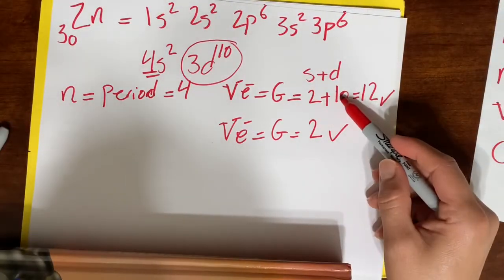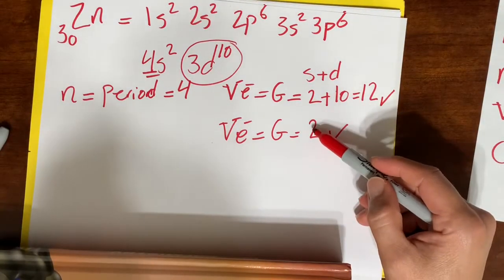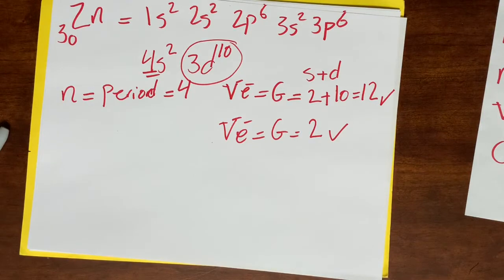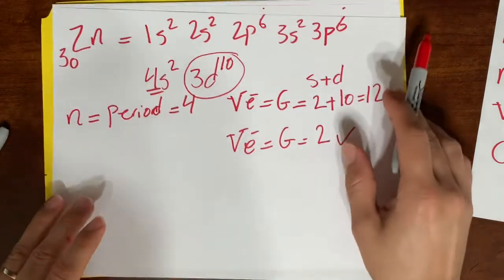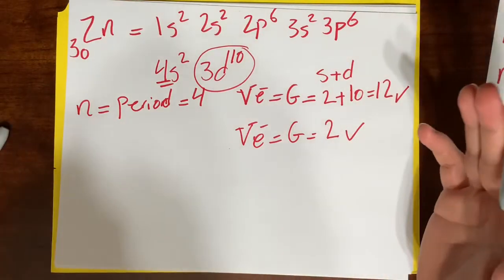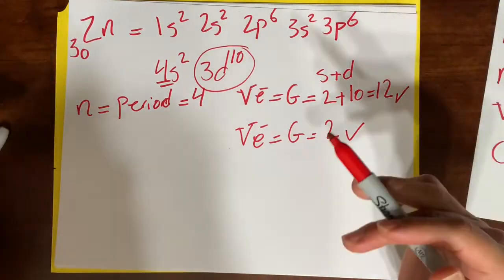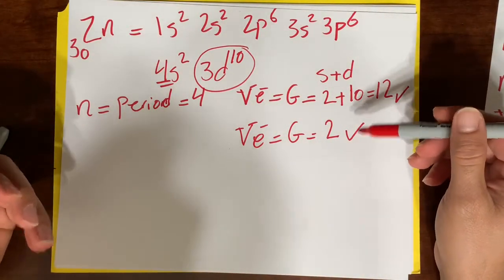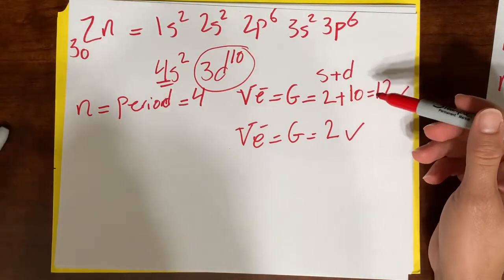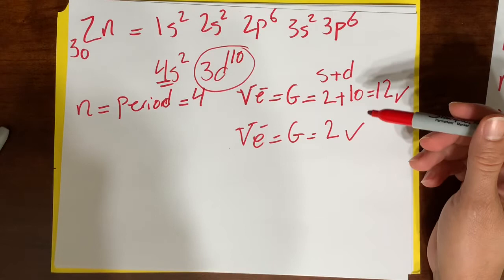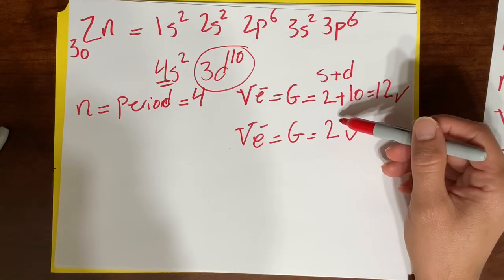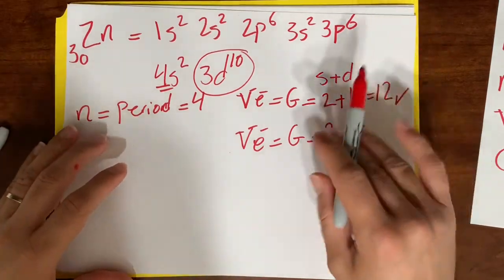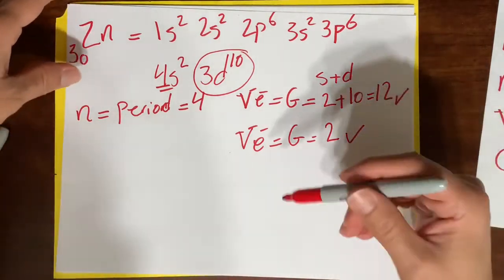You can add 2 plus 10 and make it 12, or you can ignore the D because D is full and say just 2. Which one is correct? Both of them are correct. And again, it depends on who's grading. When it comes to me, I will accept both of them. But be careful when it comes to an online system. An online system might, by chance, say, okay, because the D orbital is full, the group is going to be equal to 2. Be careful about that one. But you can use either of them when it comes to a hard copy.